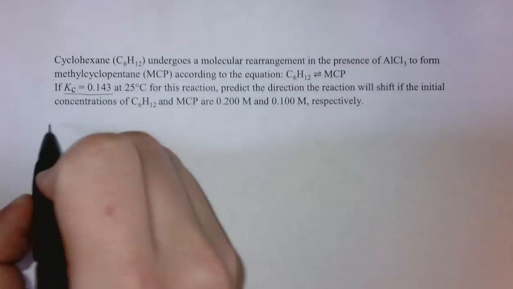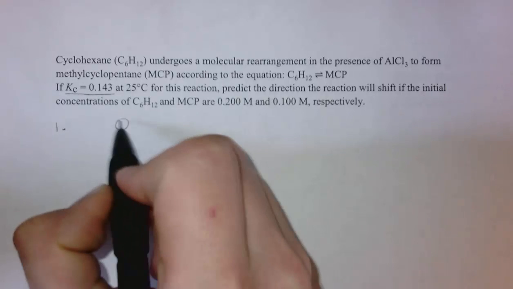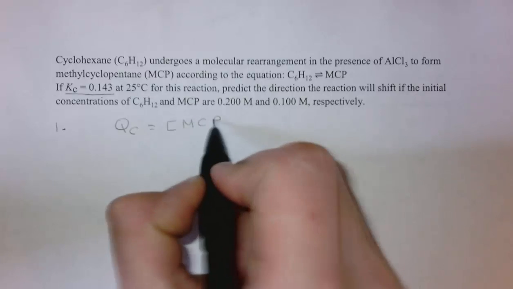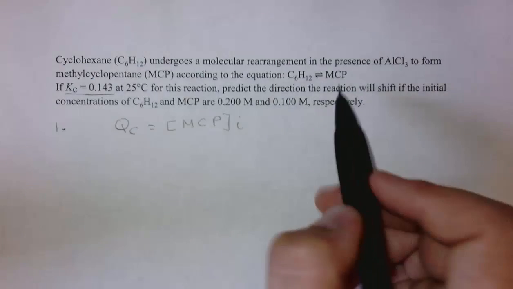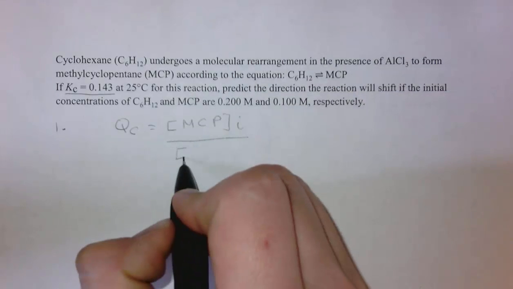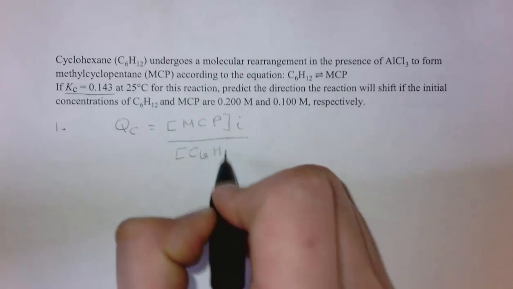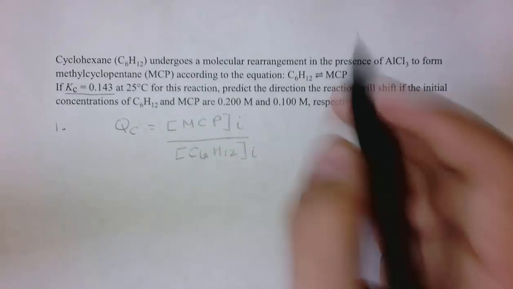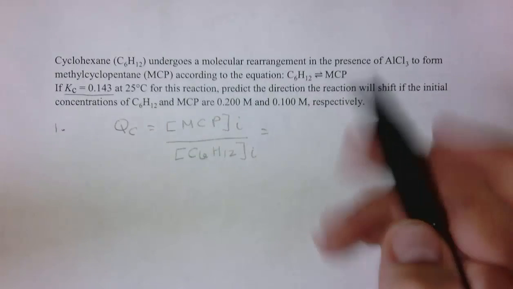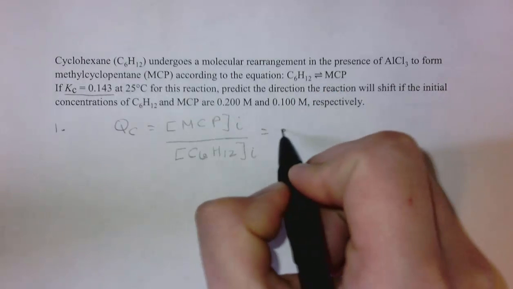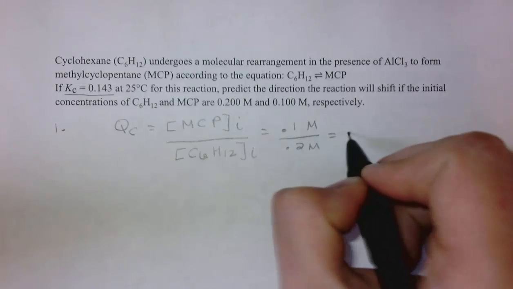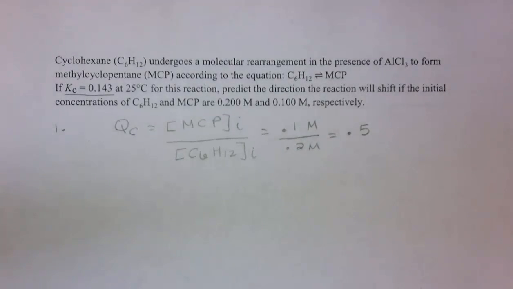So to find Q, this is just going to be the initial concentration of our MCP, which is our products, over the concentration of our reactants, which is just our cyclohexane. And we were given this information. It is 0.1 molar and 0.2 molar. And we get that Qc is 0.5.